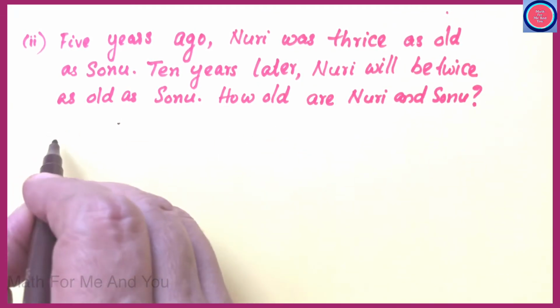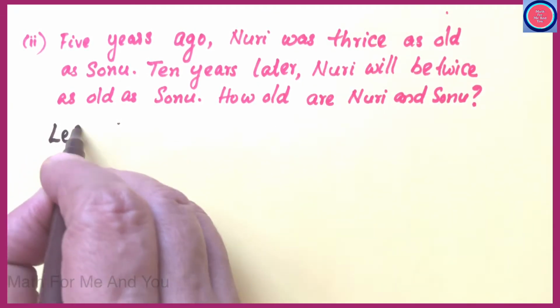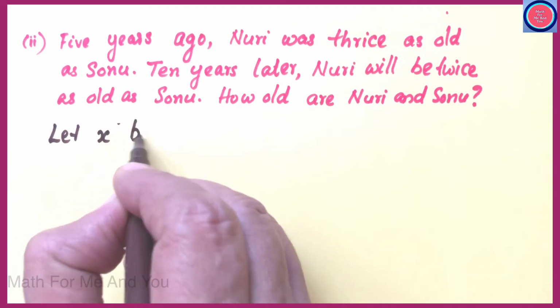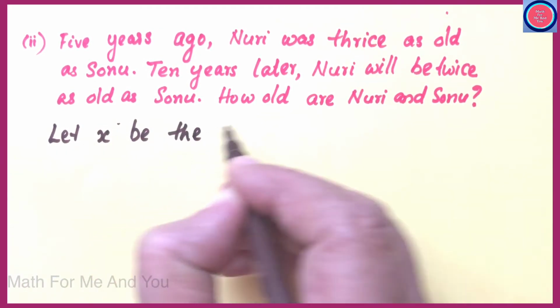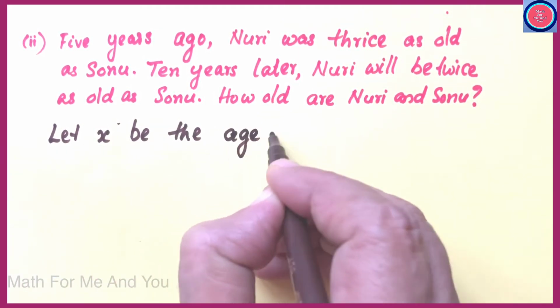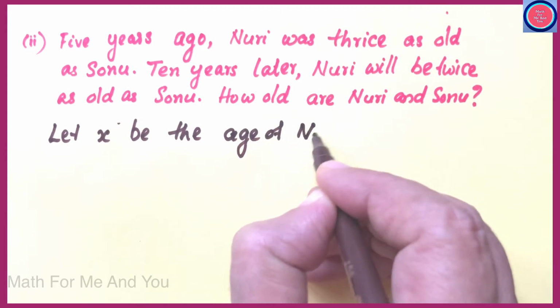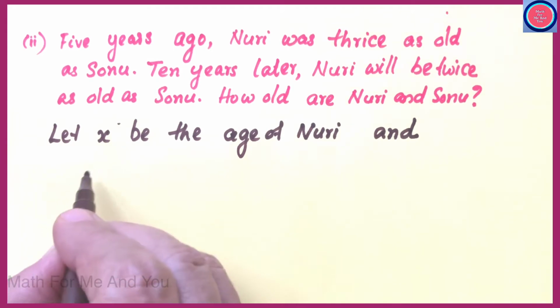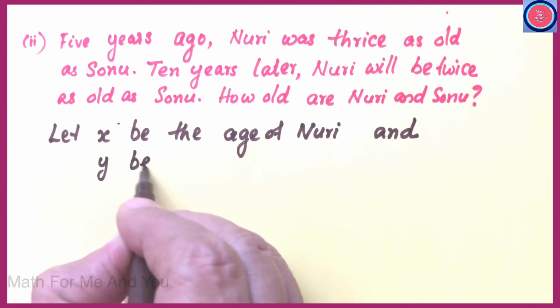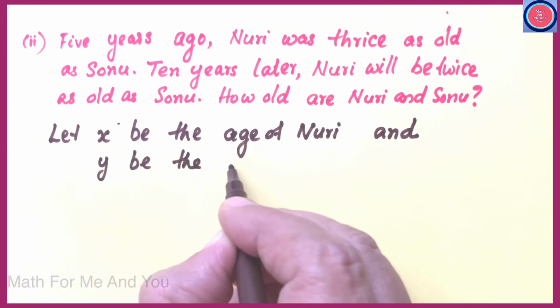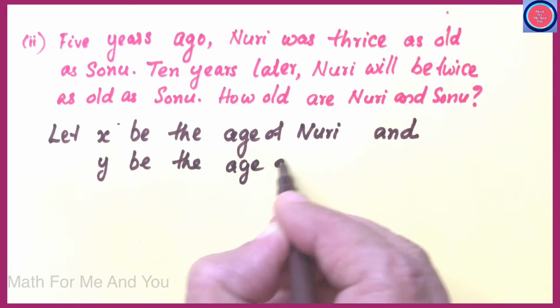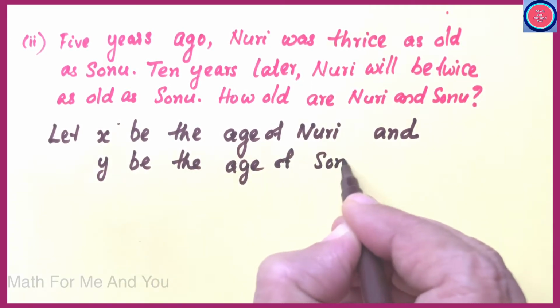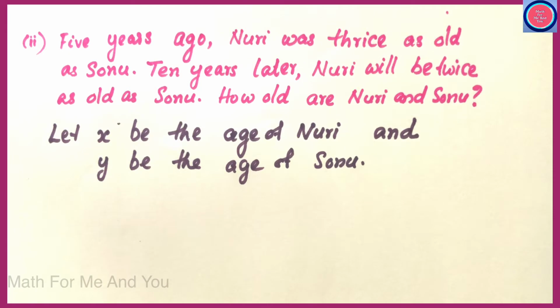That means two variables. We can select x as the age of Noori and y as the age of Sonu. So let x be the age of Noori and y be the age of Sonu. What next? We have to form two equations. How to form? Read the question. From those sentences we can form two equations.